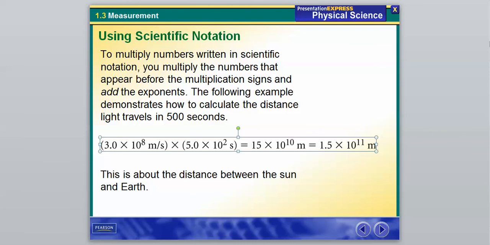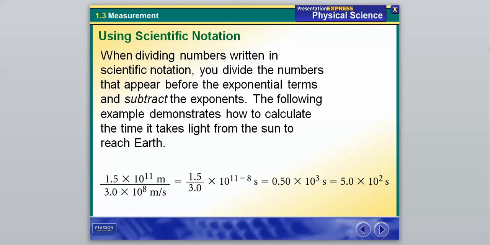So for our last one, we're going to talk about dividing them. So dividing them follows very similar rules. So when dividing numbers written in scientific notation, you divide the numbers that appear before the exponential terms. So again, right here we have 1.5 times 10 to the 11th, 3.0 times 10 to the 8th. So we divide the 1.5 by the 3.0, and that is where it gives us the 0.50 over here. And then we subtract the exponents. So we have an 11 on top, we have an 8 on the bottom. 11 minus 8 gives us 3, so our final result is 0.5 times 10 to the 3rd.